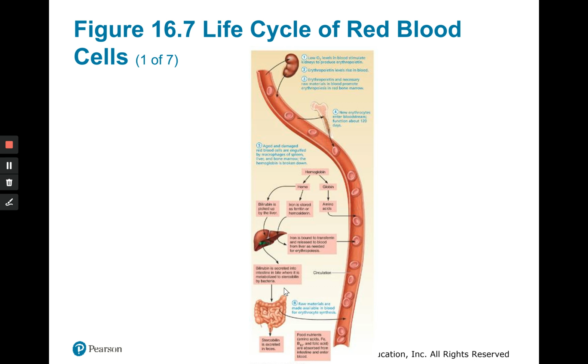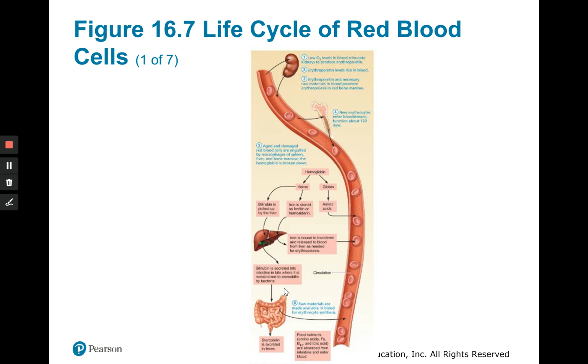And the rest of the heme is going to be broken down to bilirubin that is picked up by the liver. The liver secretes bilirubin in bile into the intestine, where bacteria metabolize it to stercobilin. Stercobilin is excreted from the body in feces. And step 6, raw materials are made available in the blood for erythrocyte synthesis. So food nutrients such as amino acids, iron, B12, and folic acid would all be absorbed from the intestine and enter the blood. So I know that was long, but that's what we're seeing in figure 16.7, which is the life cycle of the red blood cell.